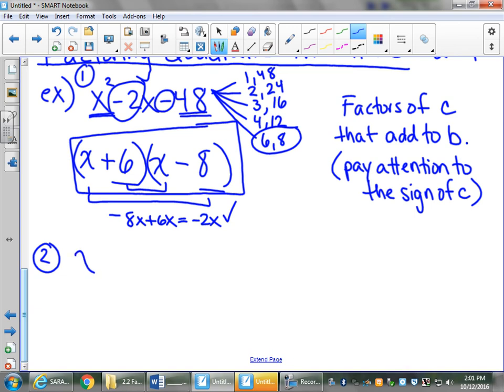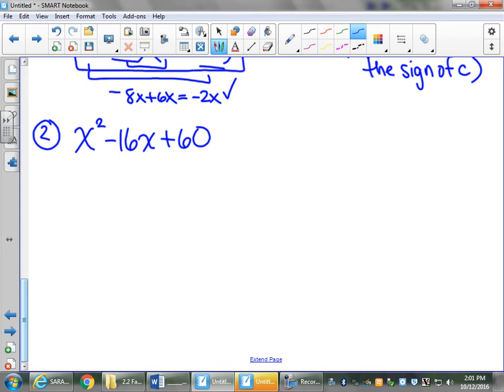Here's another example. x squared minus 16x plus 60. Now 60 has a lot of factors, but if you're really good at your multiplication facts, you might be able to narrow it down pretty quickly, seeing as though you're trying to find factors of 60 that add to negative 16. This time c is positive. What that will tell you is in your factors, the signs need to be the exact same, either both positive or both negative. And to figure out which case you have, you look at this b value. So since our b value is negative, both signs in our binomials will be negative.